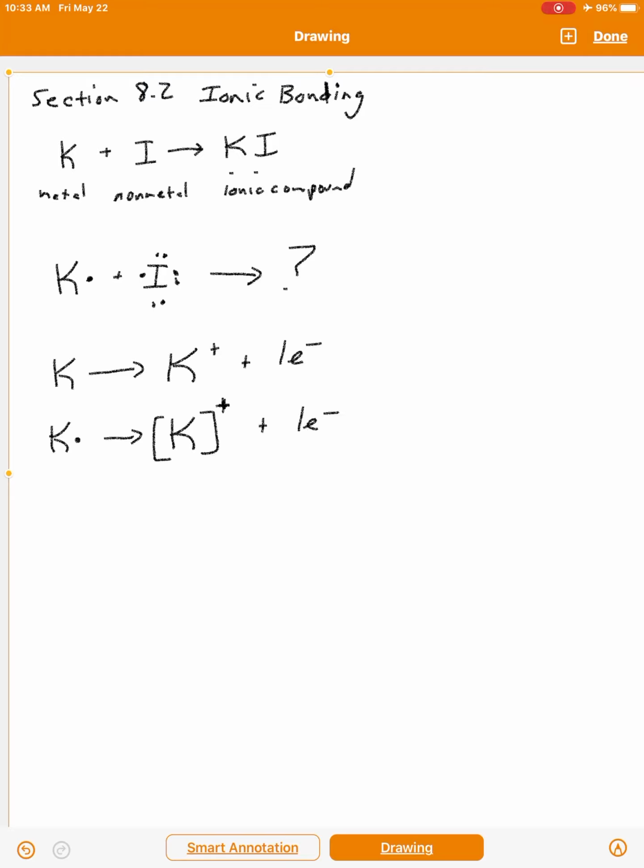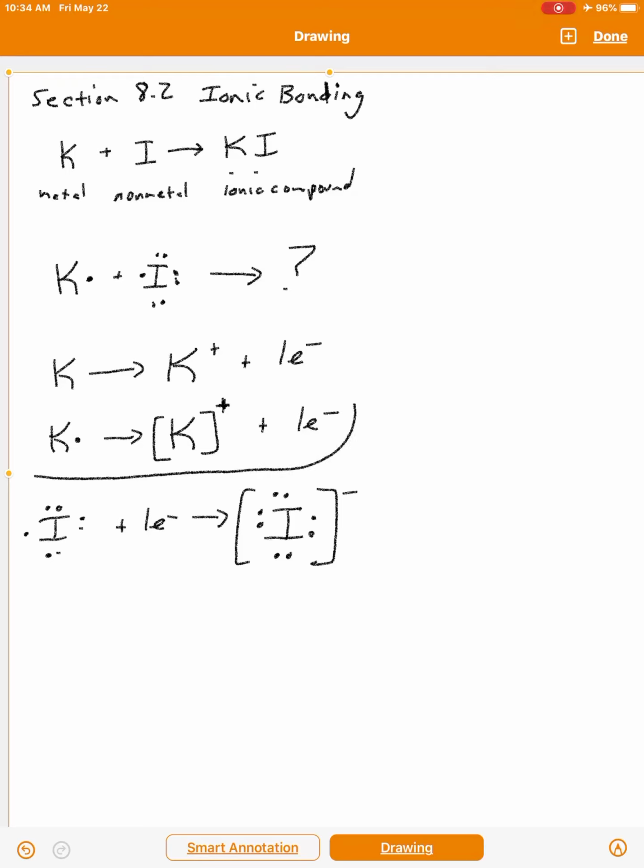Now let's do the same thing for the iodine. Half reaction. Iodine, which has 7 dots, 2, 3, 4, 5, 6, 7, is going to gain an electron. So it now has 8 electrons in its valence shell. It's negatively charged, so we write it like this. Okay? So there's our two half reactions in terms of Lewis dot symbols. There's this one, and there's this one.